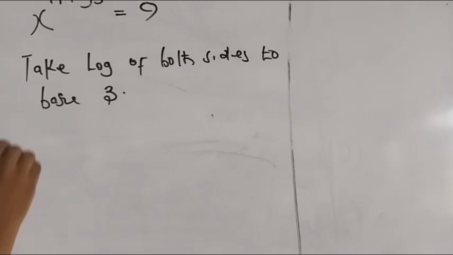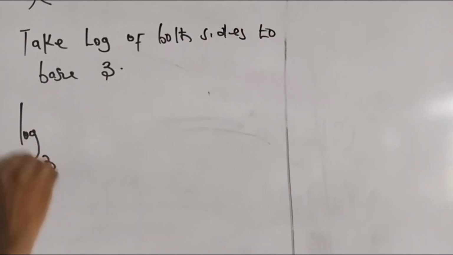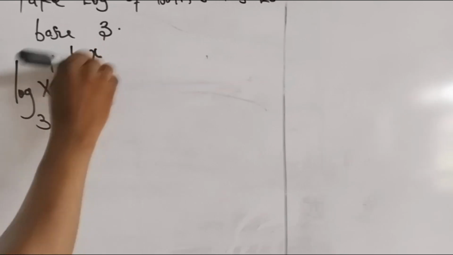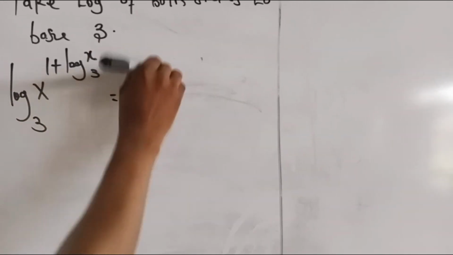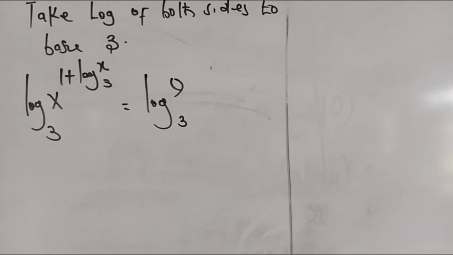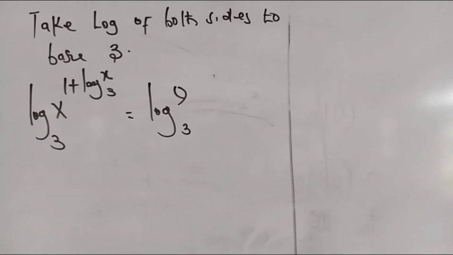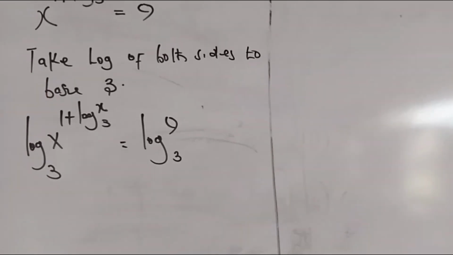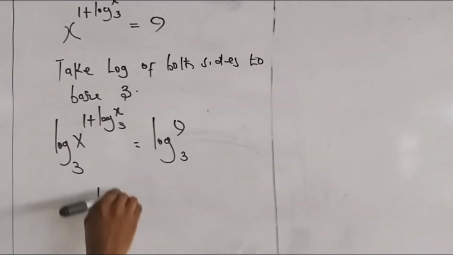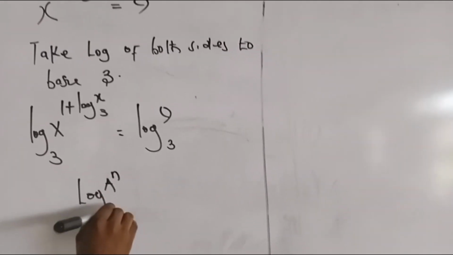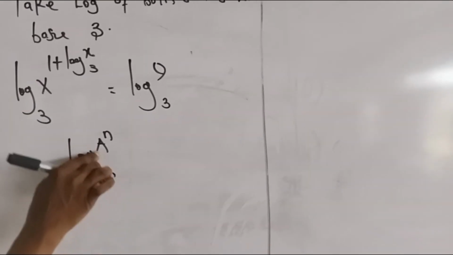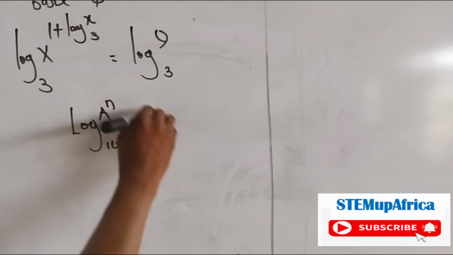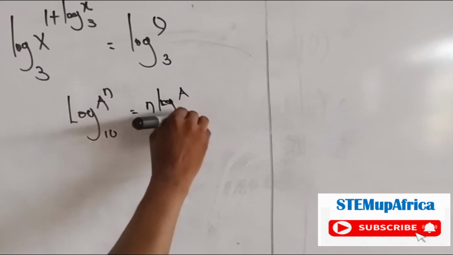So if that should happen, now we have log in base 3 of x raised to the power 1 plus log x in base 3 equals log 9 in base 3. So we actually have a law in logarithm that supports when a power has another power on top. What does the law say? It says when you have log a raised to the power n in base 10, this is the base, this is the power, and this power is having another power. The law says the power can come back to give us n log a in base 10.